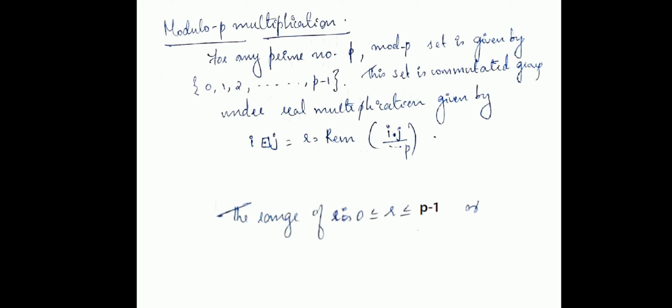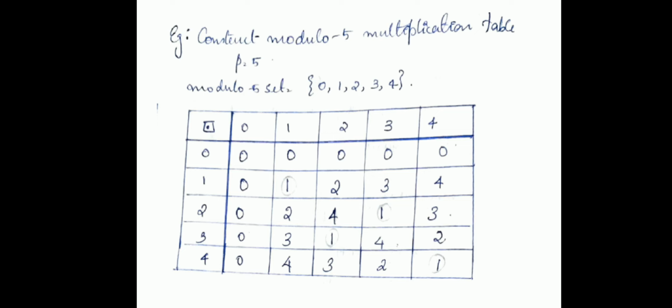So the number of elements in the set is p. We can take modulo p multiplication as the remainder of i into j by p. So this ranges from 0 to p minus 1. Now we can see how we can find this modulo p multiplication table.